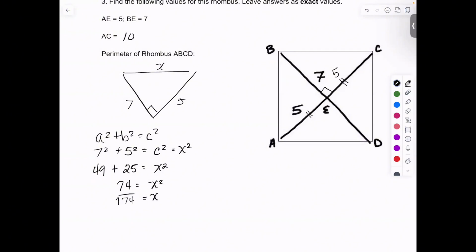Okay, so we have √74 here. And of course, all the way around, for clarity, I'll just write this out. √74.